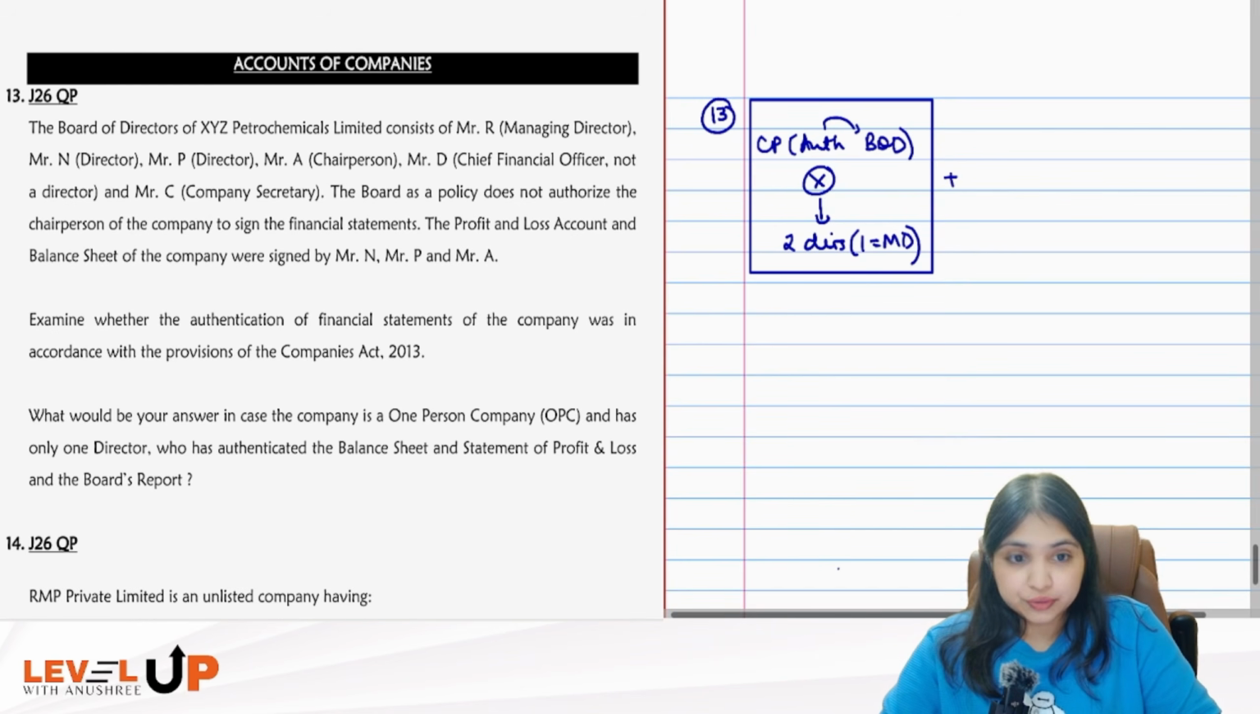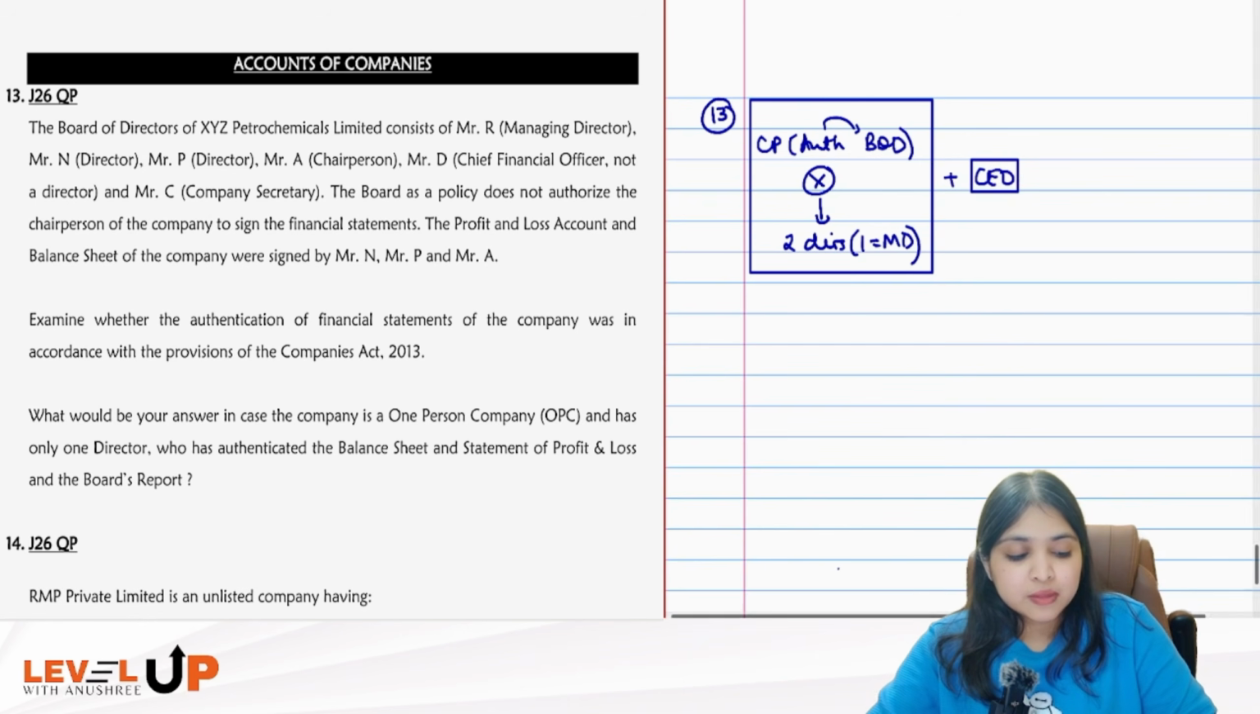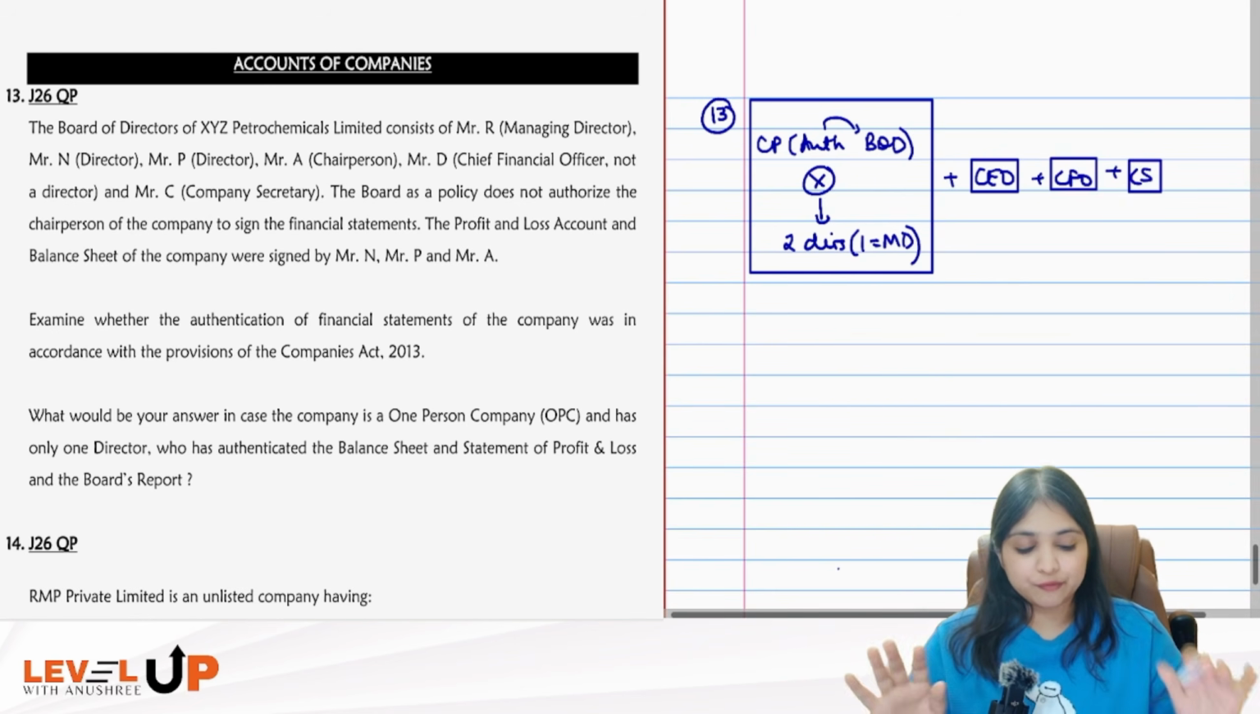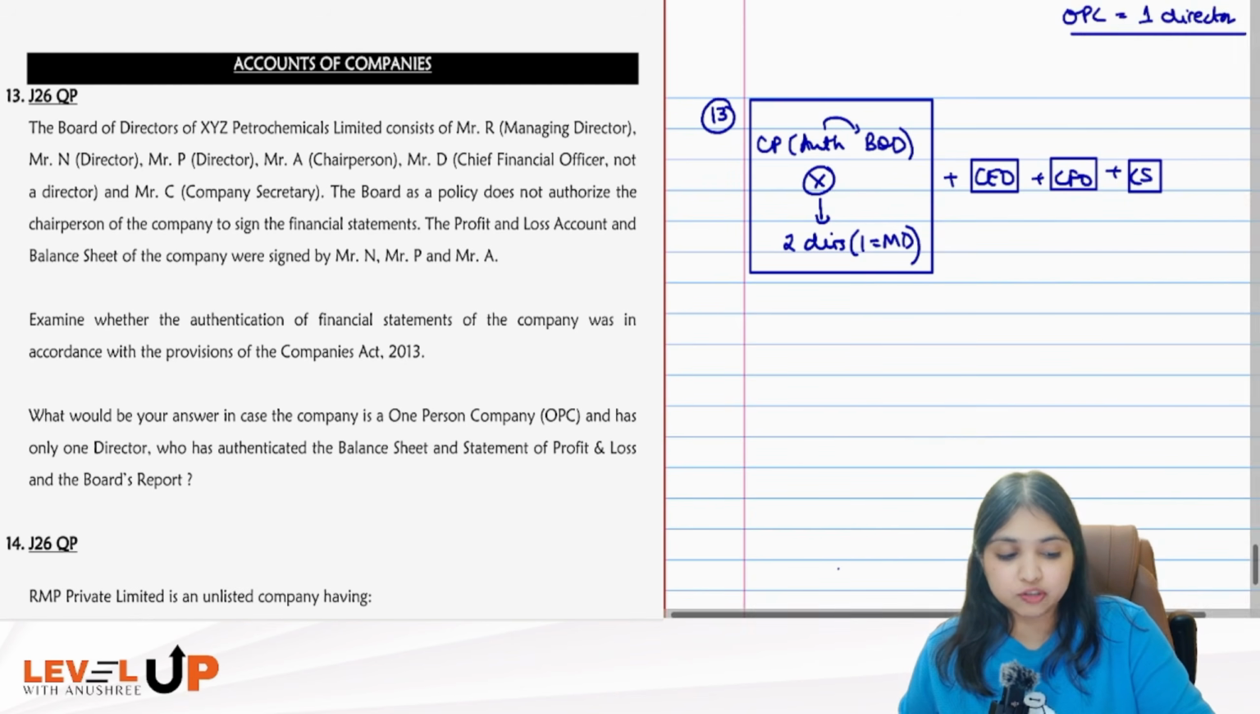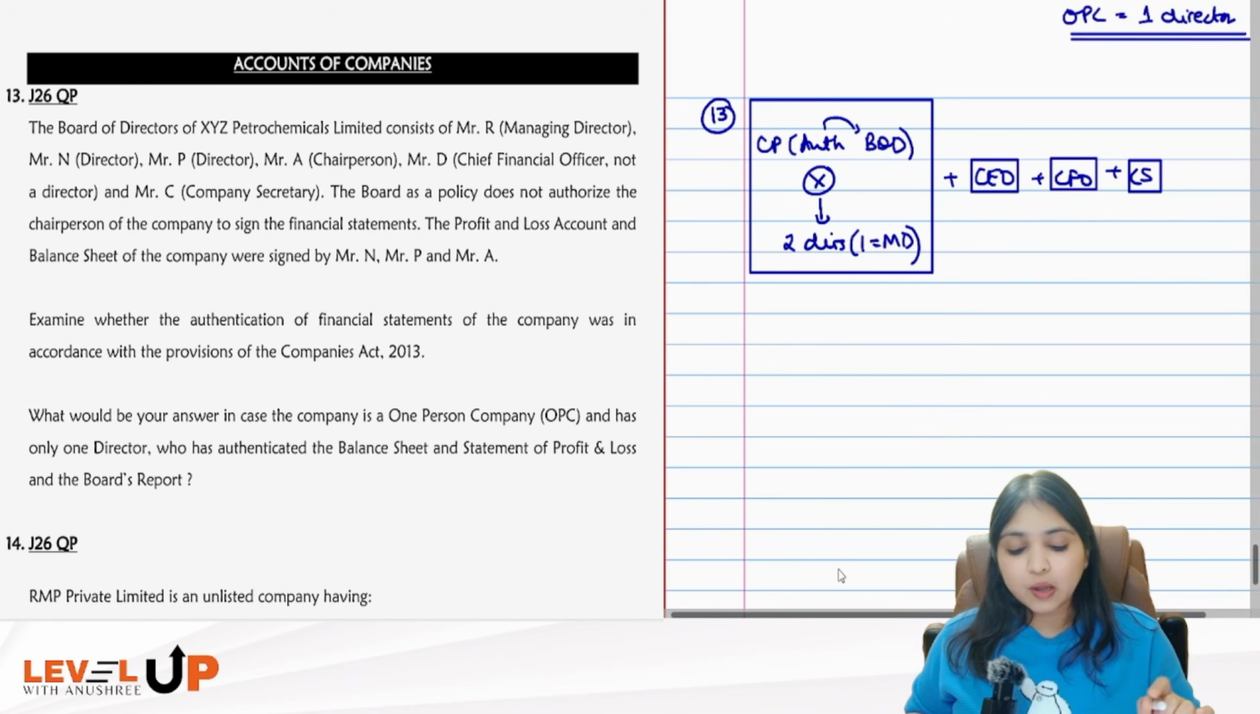Then in addition to this, the financials also have to be signed by the CEO of the company, then the CFO of the company, and then the company secretary of the company. So totally how many boxes will you have over here? Totally 4 boxes you will have. Okay, but however, if it's a One Person Company, here one single director will have to sign the financial statements. Alright, now come to the question.